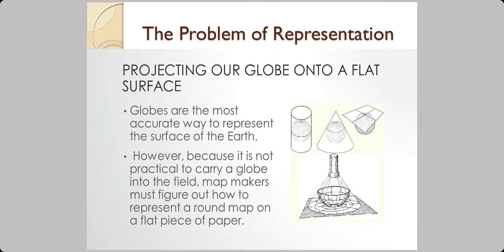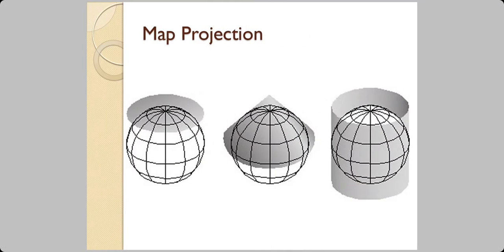Now the problem of representation is, you're projecting the globe onto a flat surface. The globe is the most important and accurate way to represent the surface of the Earth, but it is not convenient to use. However, because it's not practical to carry a globe into the field, mapmakers must figure out how to represent a round map on a flat piece of paper. For that, we use different kinds of methods. They are known as methods of projection.